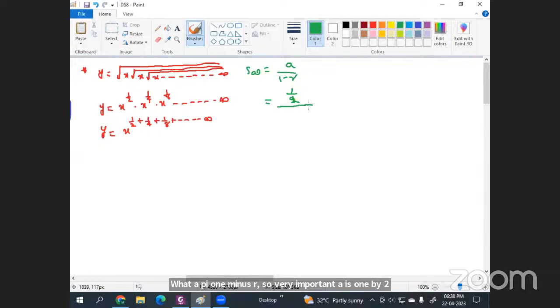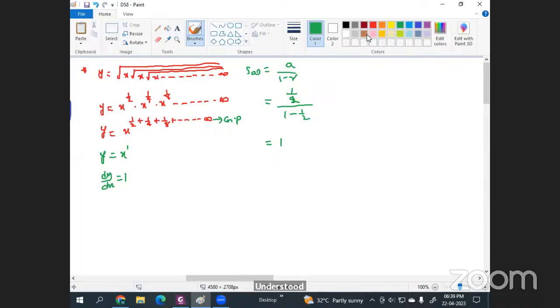A is 1 by 2. 1 minus r is also 1 by 2. This is a GP, a geometric progression. It is 1. Therefore, y equal to x. So dy by dx equal to 1. Right, children? Understood this concept? Next, third type of questions.